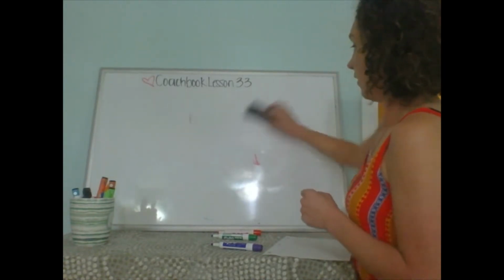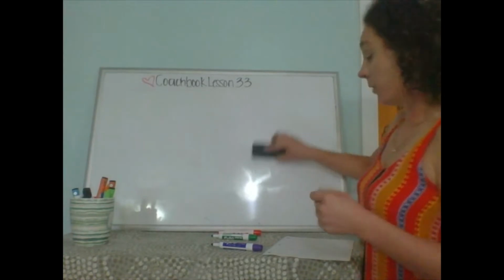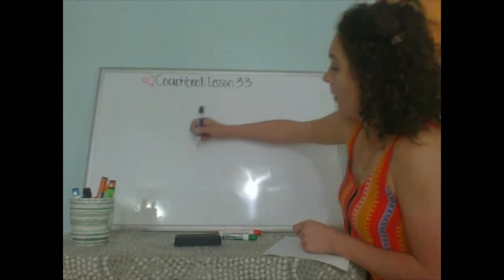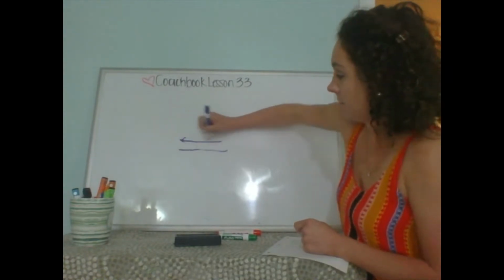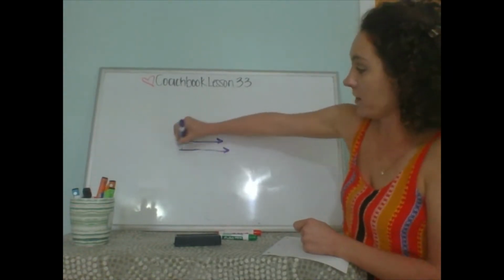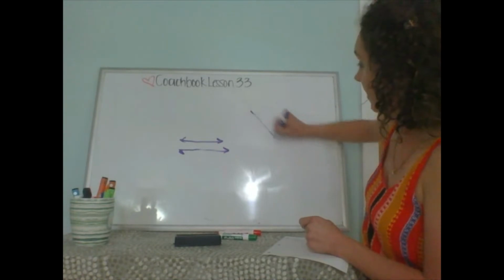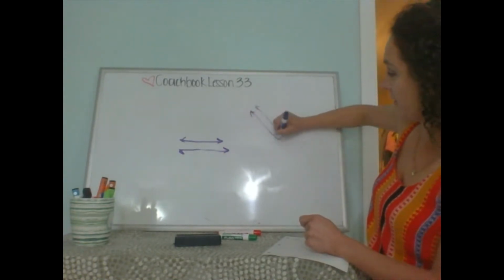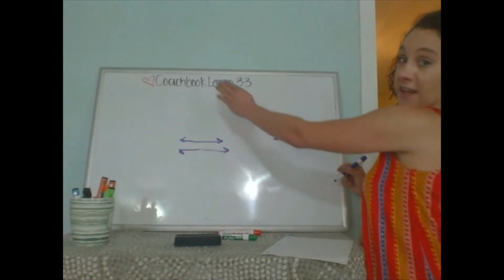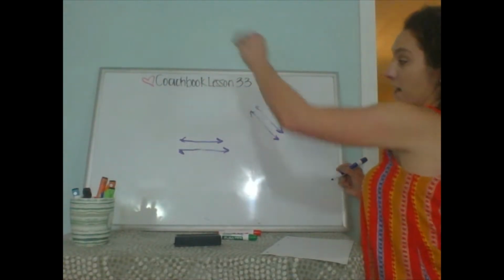Parallel lines are next, so we're doing perpendicular and parallel. Parallel lines look like this. And they don't always have to be stacked like that. They could be facing in any direction, but they are never going to touch because they're just going to run alongside each other forever and never meet up.